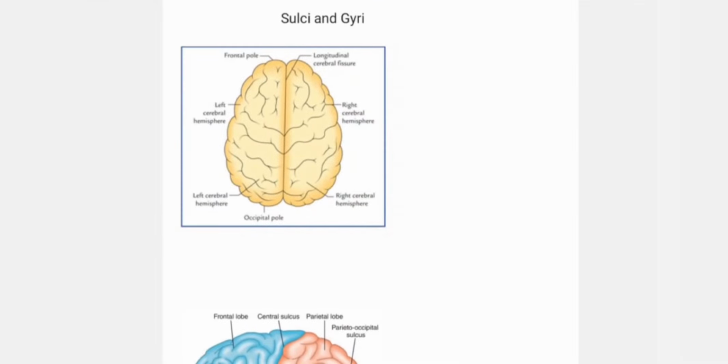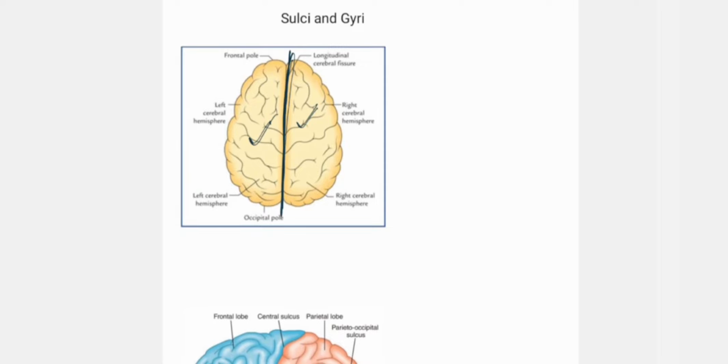Hi everyone. Now we are going to discuss the topic sulci and gyri. Before moving on to the topic proper, we can discuss the cerebrum. This cerebrum is divided into right and left hemispheres by a longitudinal cerebral fissure. This is the right and this is the left hemisphere.